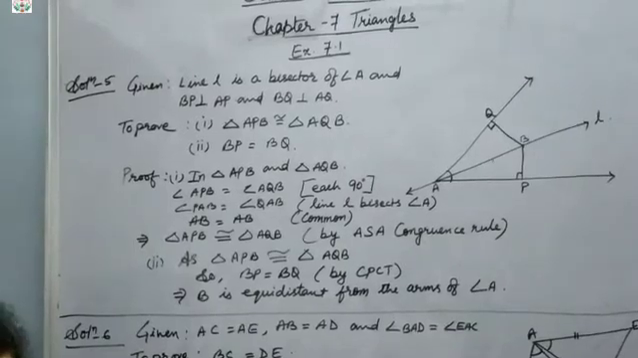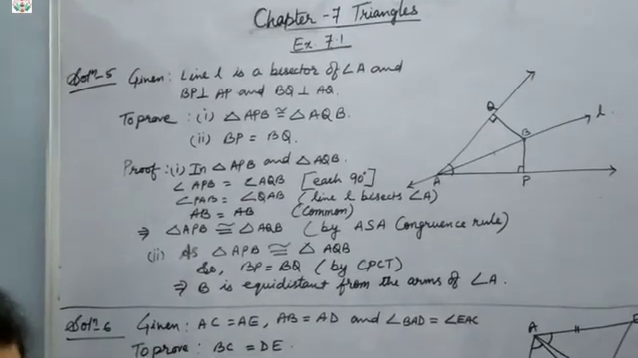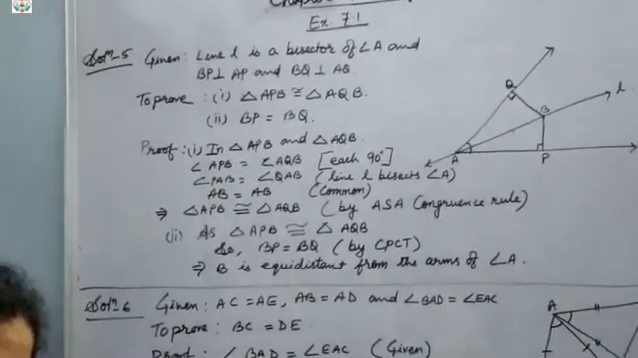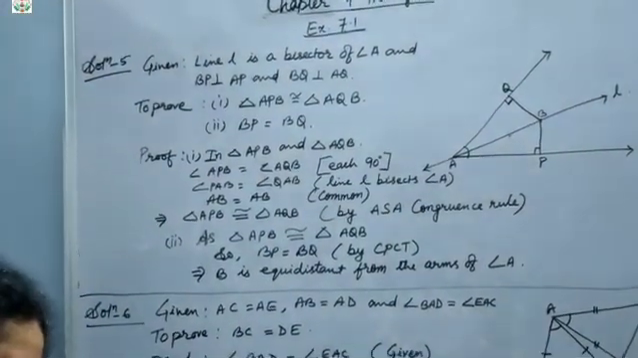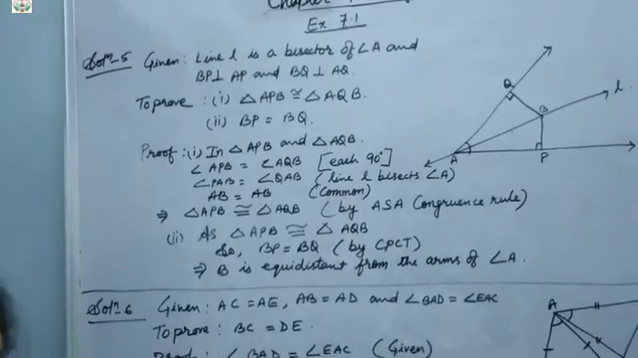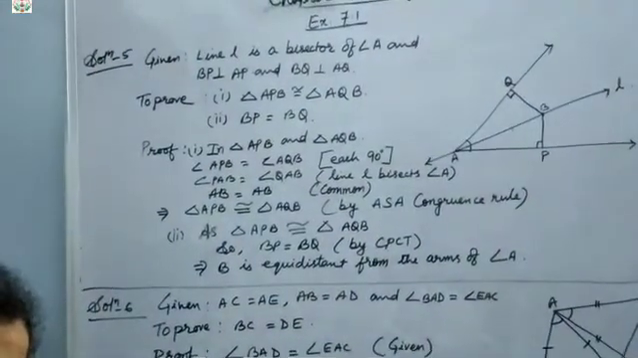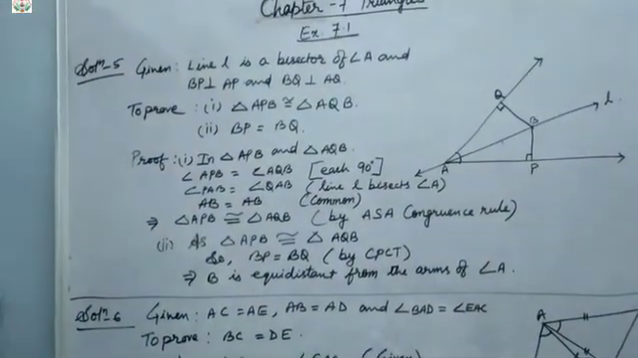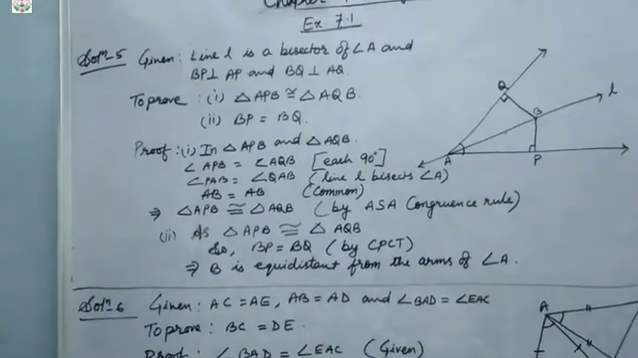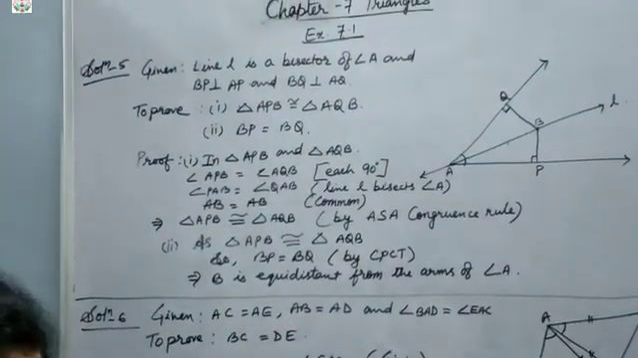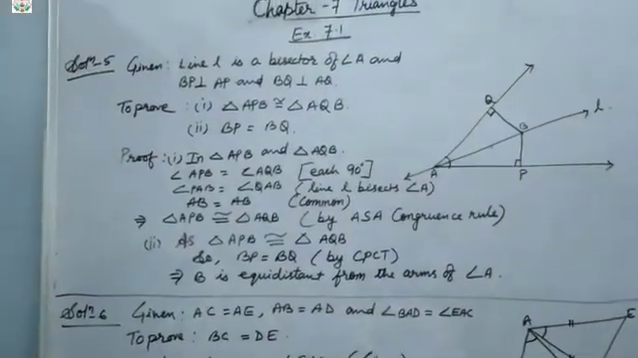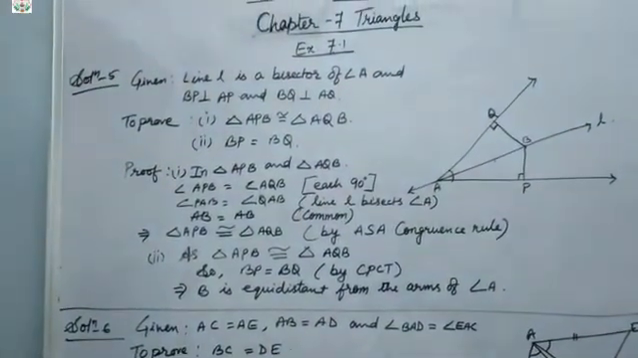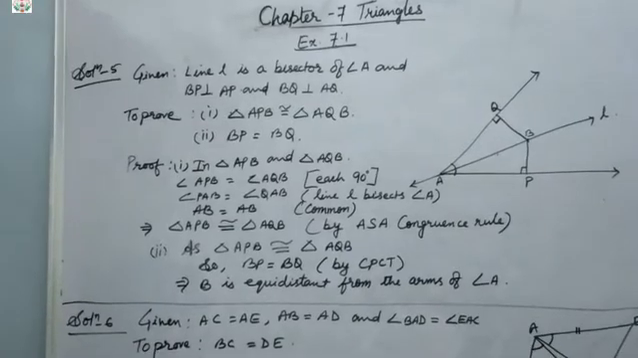Now see the fifth question, that is: line L is the bisector of an angle A and B is any point on L. BP and BQ are perpendiculars from B to the arms of angle A. Show that triangle APB is congruent to triangle AQB and BP equals BQ, or B is equidistant from the arms of angle A.